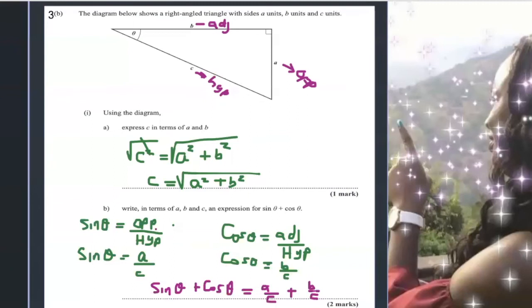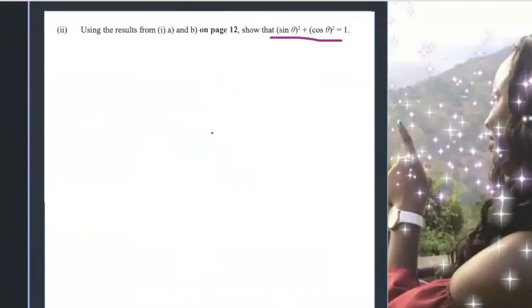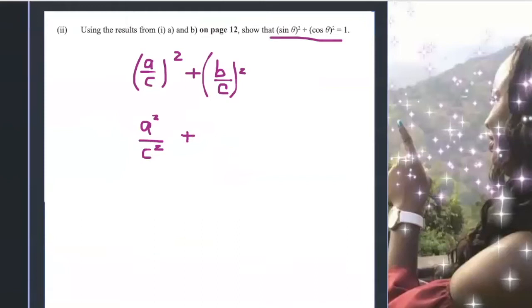Now, the next part of this CSEC question is asking to show that sine theta squared plus cos theta squared is equal to 1. Now recall, we have sine theta is A over C and cos theta is B over C. So replacing sine theta, I'm going to have A over C, squared. And then replacing cos theta, I am going to have B over C, squared. Now, squaring this, it means I have A squared over C squared plus B squared over C squared.